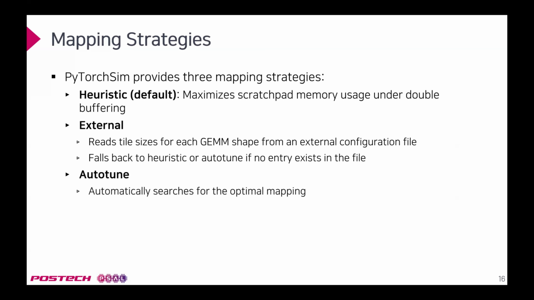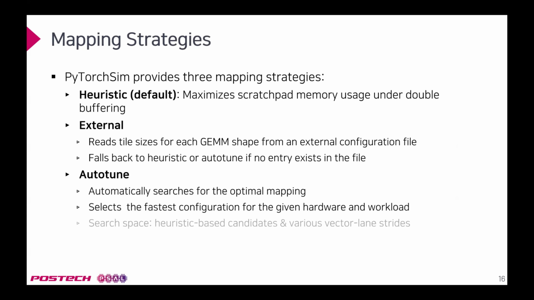The third is autotune, which automatically searches for the optimal mapping by trying different configurations and selecting the fastest one for the given hardware and workload. Its search space includes heuristic-based candidates as well as various vector length strides.